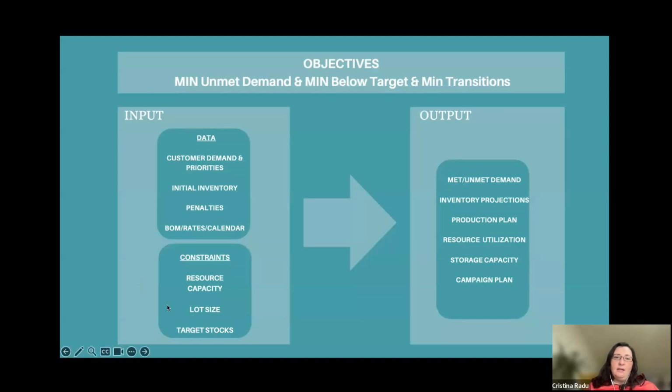And here are the typical inputs. As I said, you can use this slide as a guideline for creating a design document. Because in a design document, what do you need to do? You need to include your objectives. So what is the objective of the solver?